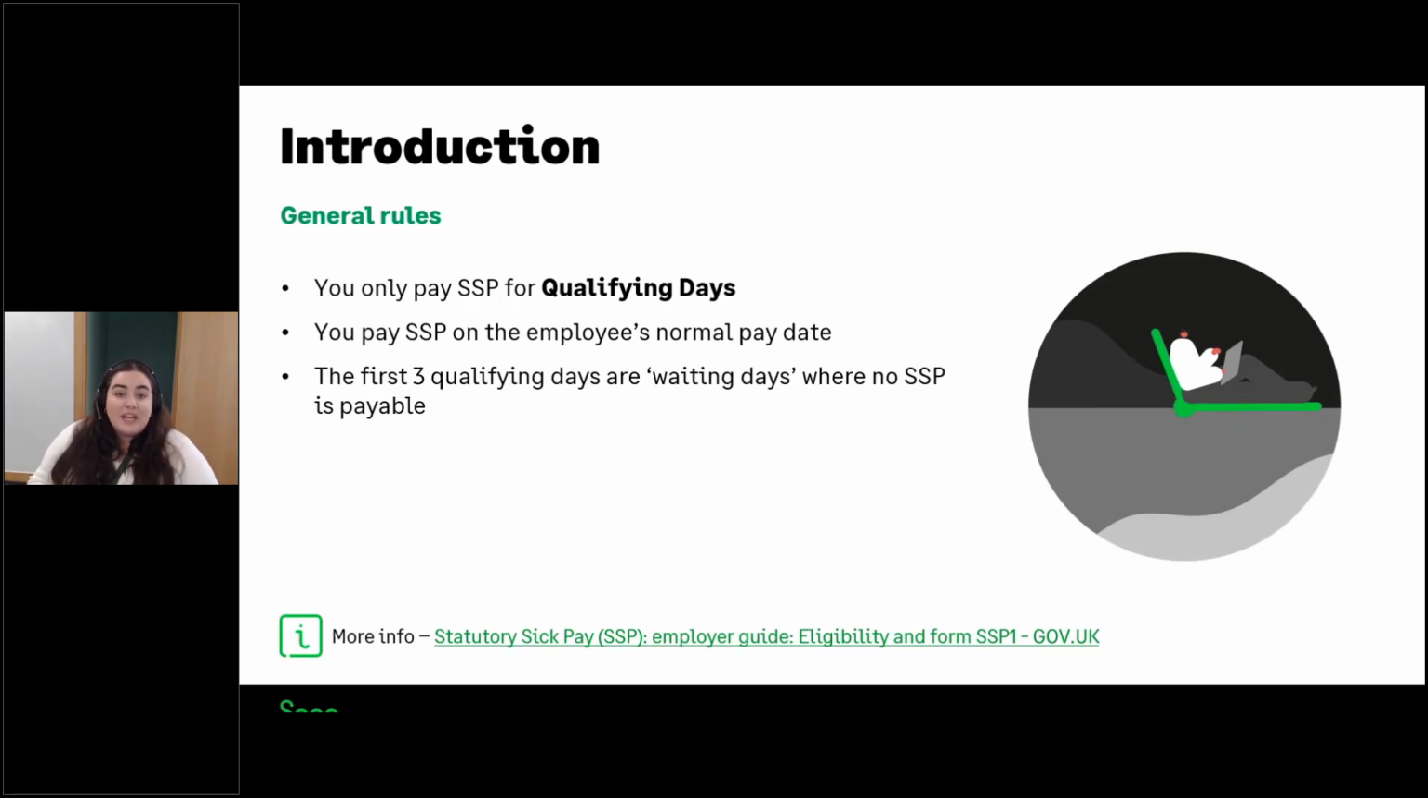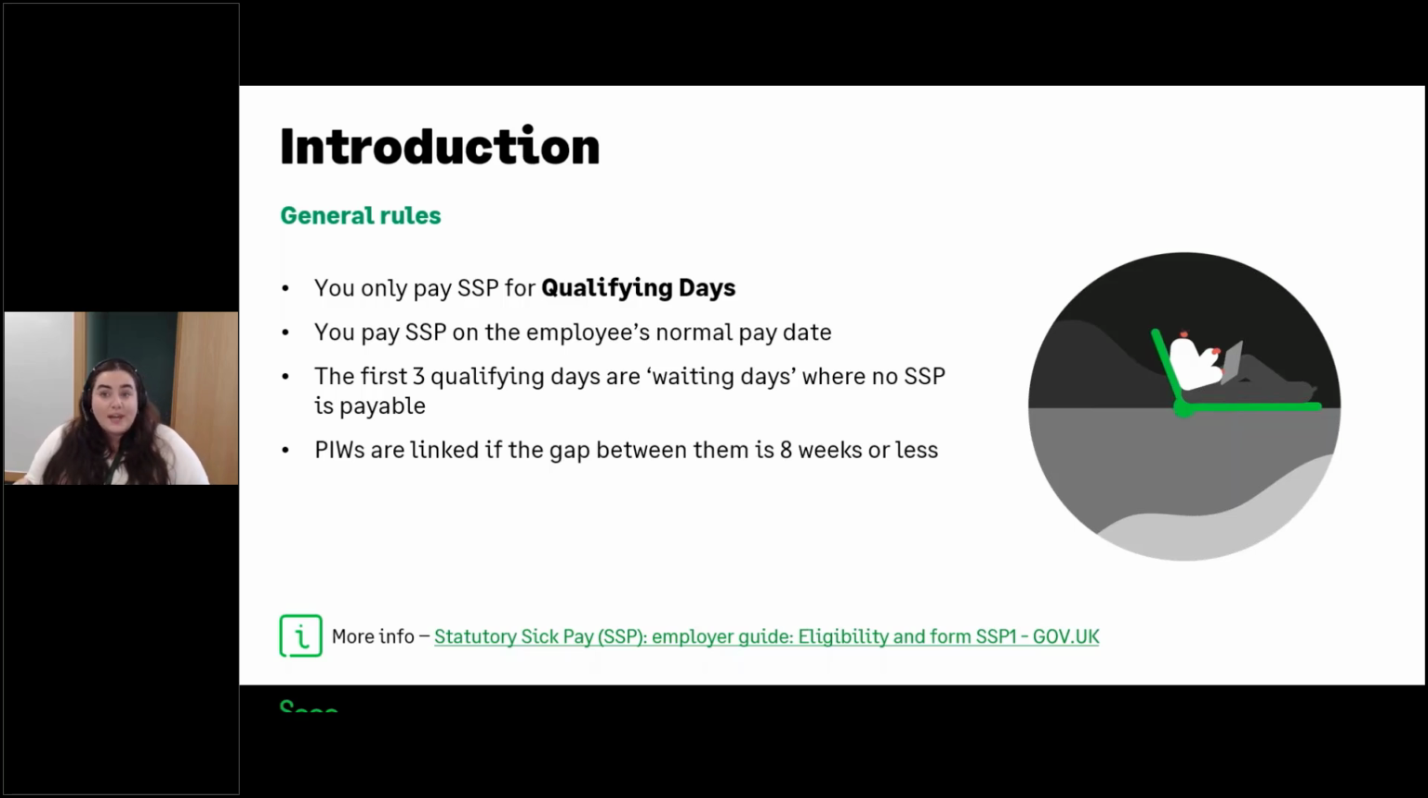This is when there's a period of sickness with a gap of 8 weeks or less from that previous period of sickness. For a linked period, the sickness itself doesn't need to be related to the previous one. It can be for a different reason. As long as the gap is 8 weeks or less, they won't serve those 3 waiting days again for that new PIW. And the sick pay would instead kick in and resume from that first qualifying day.